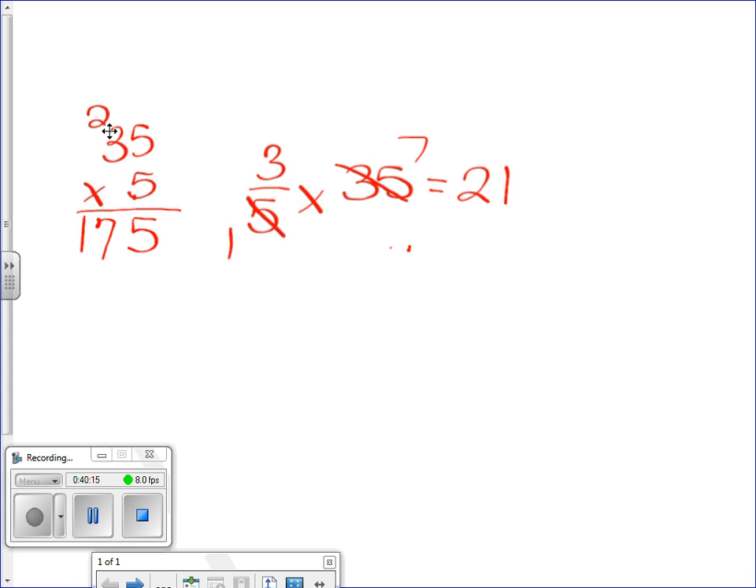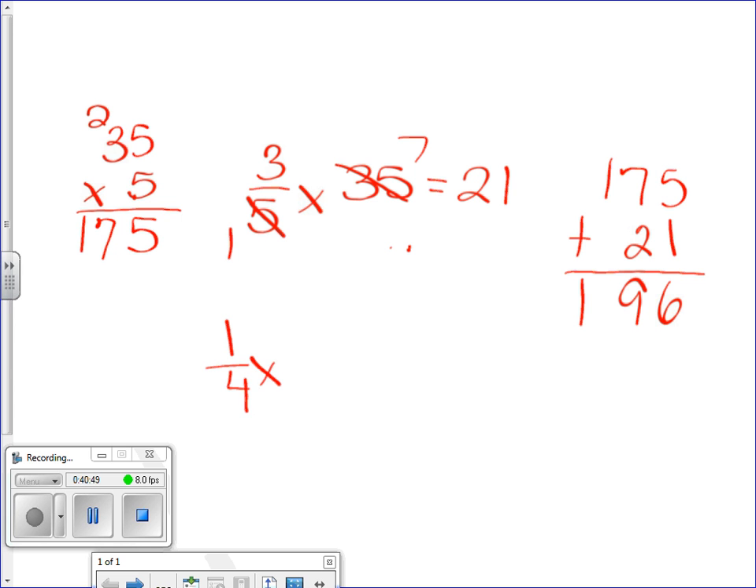1/4 of all the passengers were adults. So we need to figure out how many passengers in all. 175 plus 21 is 196 total passengers. You writing any of this down? No, I'm not. So 1/4 of the passengers were adults.